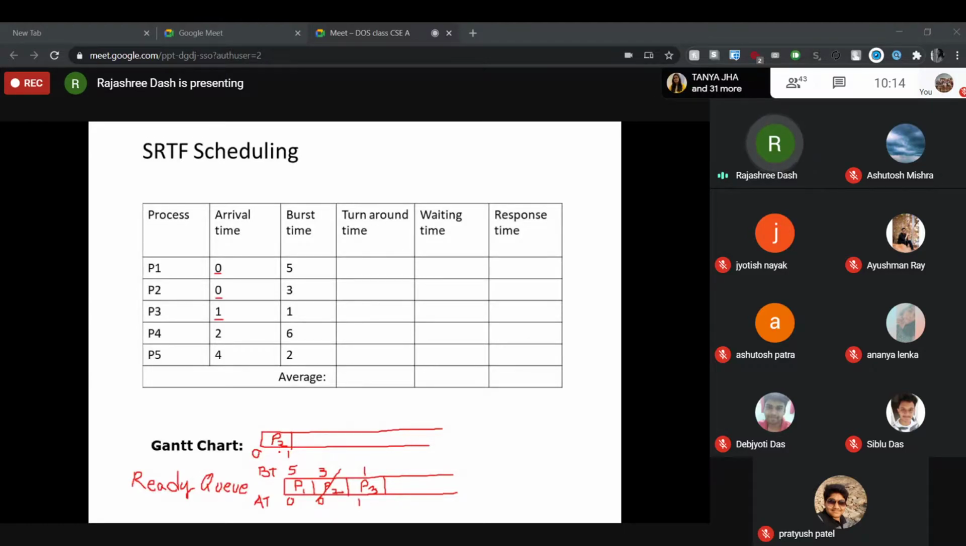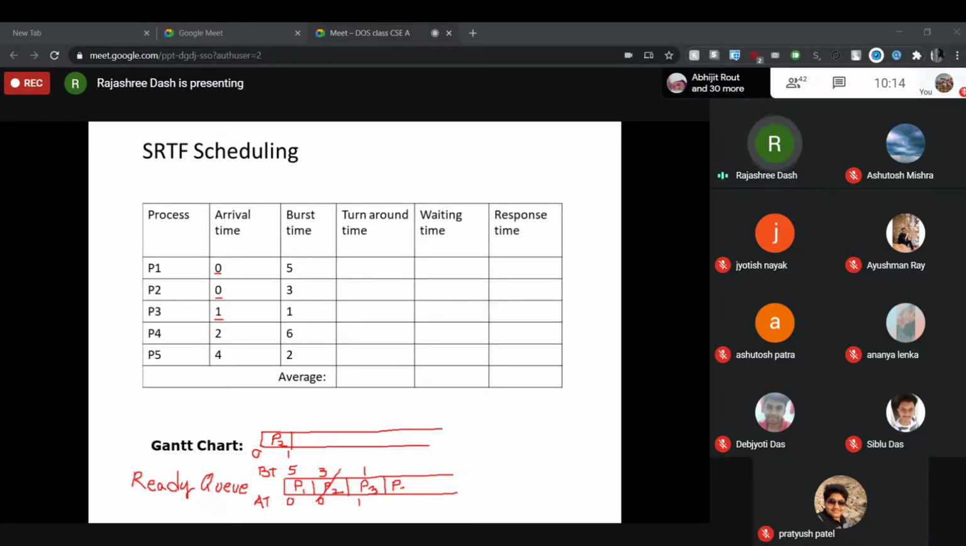P2 has already executed 1 millisecond. So the remaining burst time of P2 is 2. So out of this 1 and 2, which one is smaller? 1. So what will happen now? P2 will be preempted. P2 will stop its execution and again come back to your ready queue.